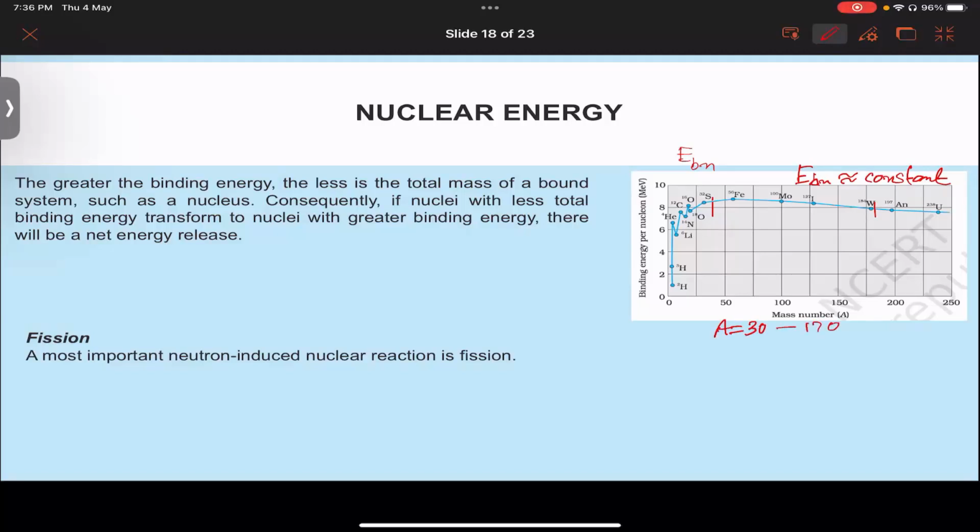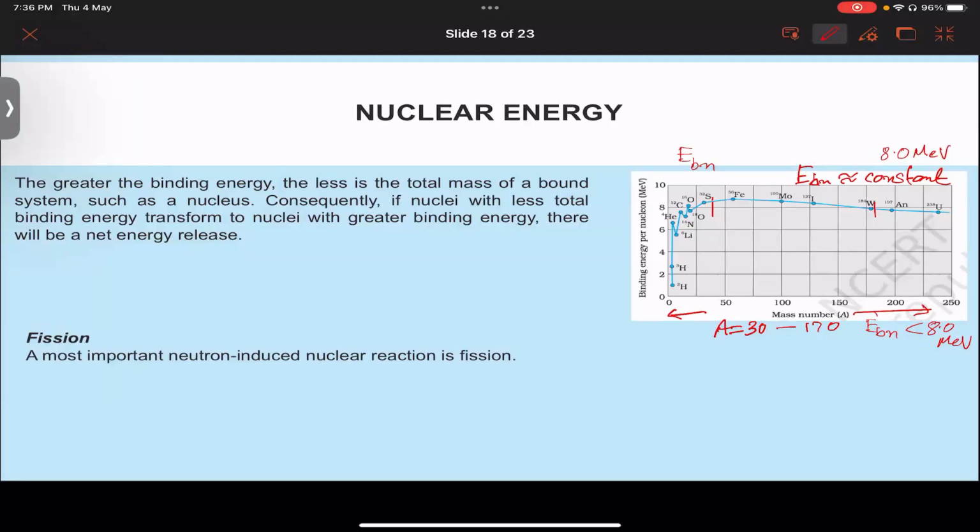Okay, so it's almost constant, that you have that long flat middle range. And for lighter elements, that is A below 30, or with A above 170, the binding energy per nucleon is lesser than the constant value. The constant value is actually 8.0 MeV. So below A equals 30 or above 170, your EBN is actually less than 8 MeV. So this is what we had seen and this is what we are seeing now.